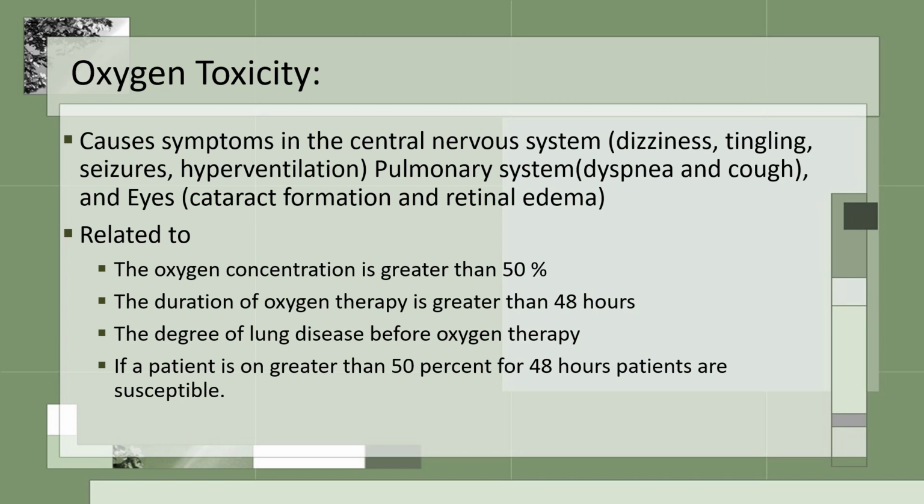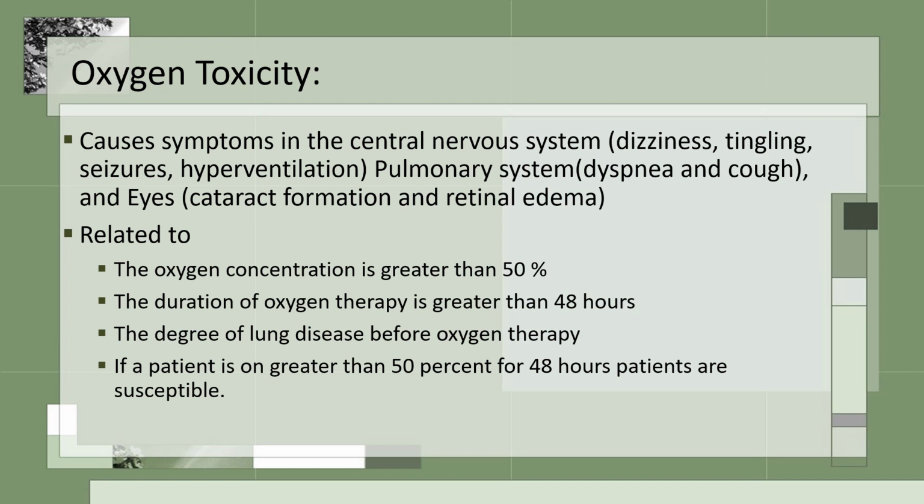So one thing we have to worry about with oxygen is oxygen toxicity. This can cause adverse symptoms in the central nervous system, including dizziness, tingling, seizures, and hyperventilation. In the pulmonary system, it can cause dyspnea and cough, and actually burning in the airway. And in the eyes, it can cause cataract formation and retinal edema.